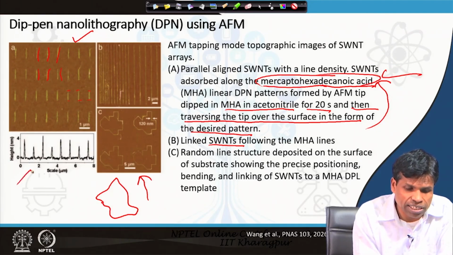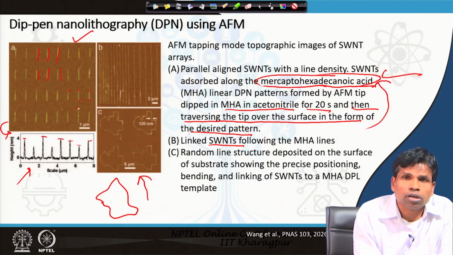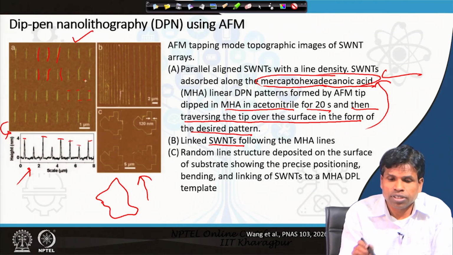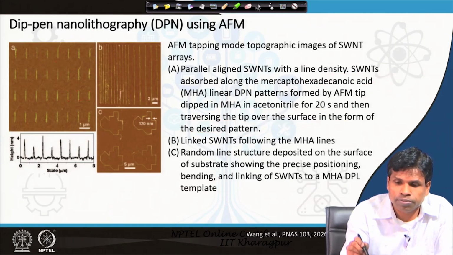And this is the height image, showing the height of the carbon nanotubes that are decorated on the substrates. This is nothing but dip pen lithography.